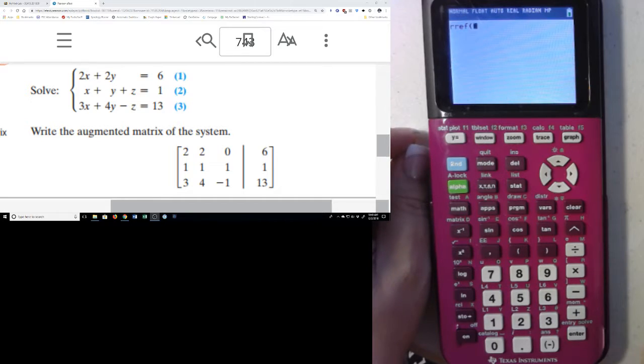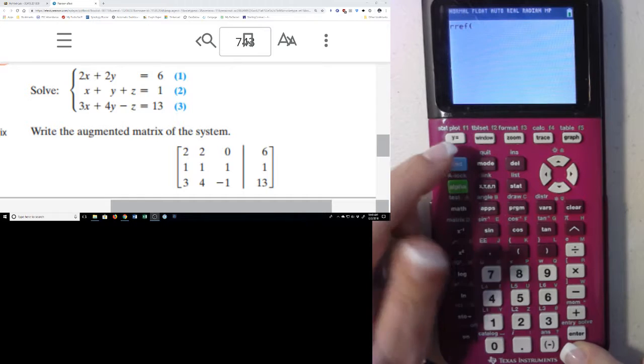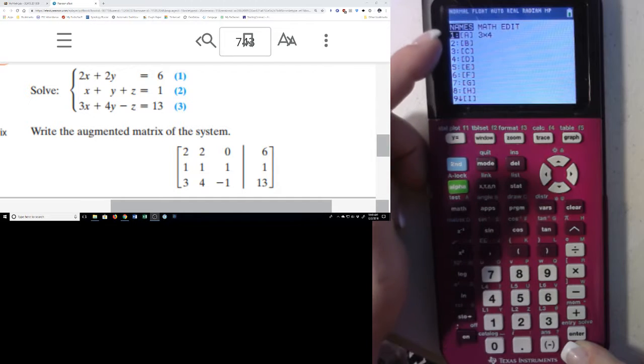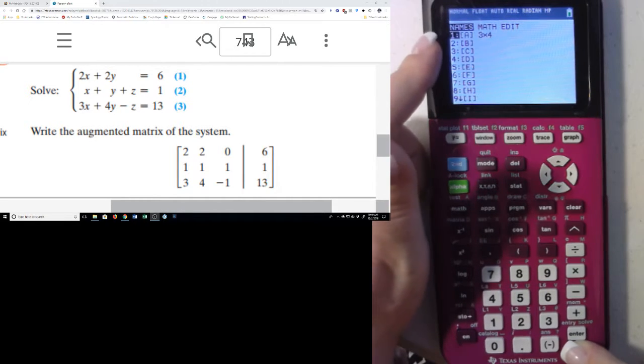Now that I've got that on the home screen, I have to tell it what matrix I want it to do this to. So I'm going to go back into the matrix module. I'm going to stay right here on names, and notice matrix A, that's the one I entered, now has a dimension next to it. All right, so I'm going to pull it in.